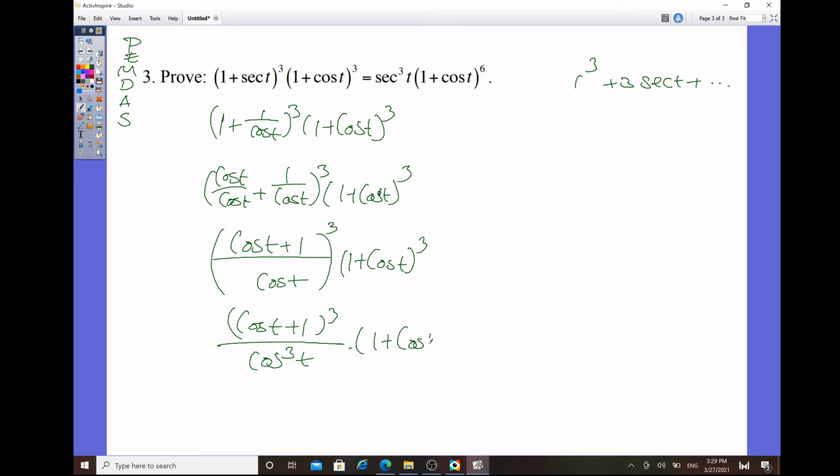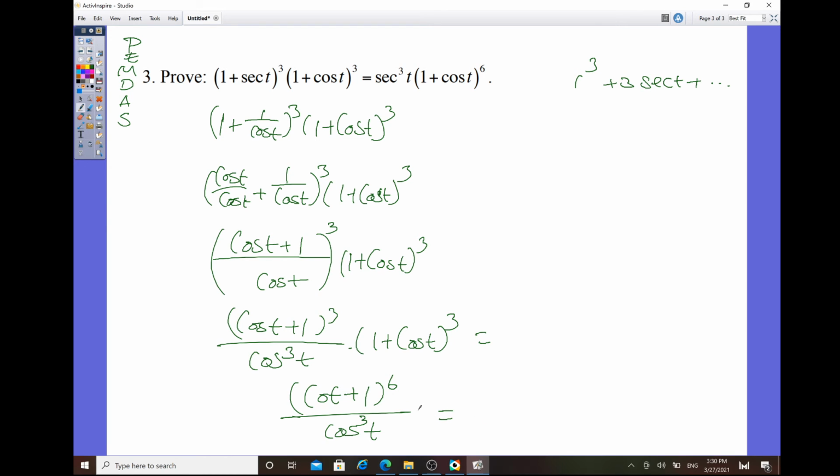And now, guess what we can do right here? It's the same binomial with the same power. So base to the power times base to the power. That means we combine the exponents together. So this one turns out to be cosine of t plus 1 to the power of 6 all over cosine of t, quantity to the power of 3.